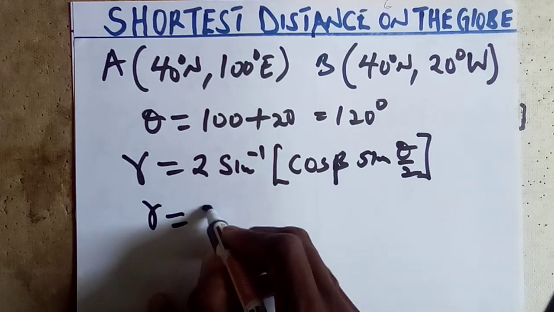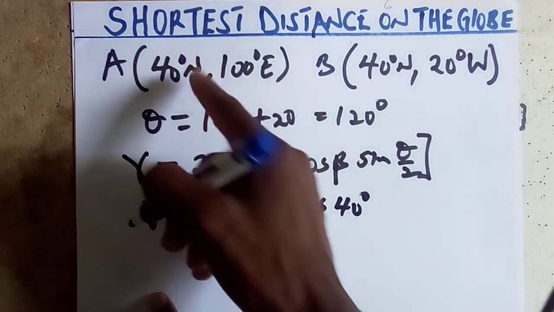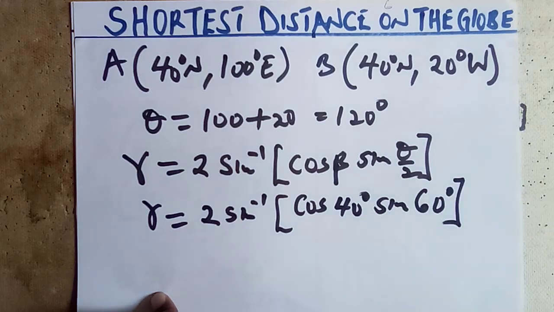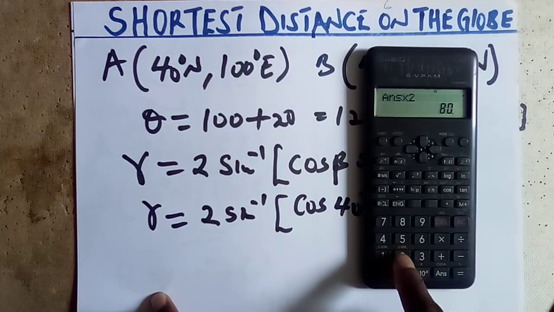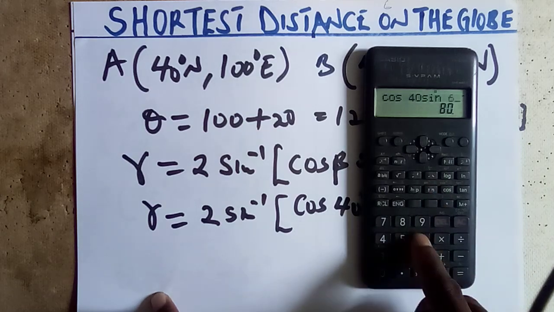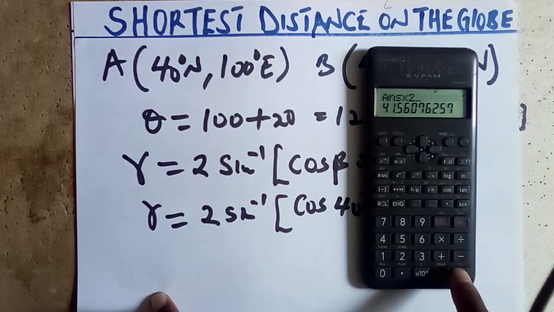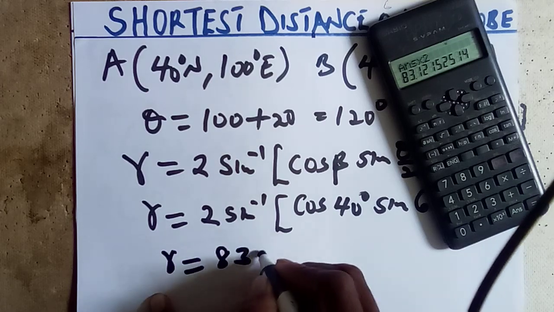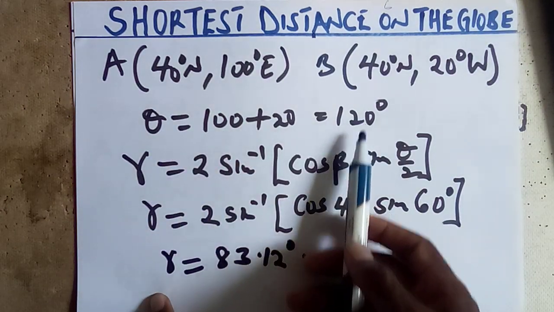By so doing, we can substitute: sine inverse of cos 40 degrees, that is the size of the latitude, times sine of 120 divided by 2, which is sine 60. Once we have this, we can go to our calculators: cos 40 times sine 60, which gives us that. Then I do the inverse of that sine, which gives 41.56, then multiply by 2, which gives 83.12. So the angle difference for the great circle will be 83.12 degrees.